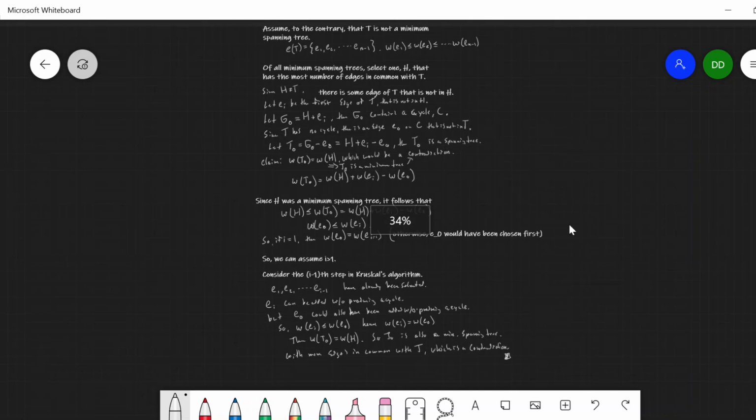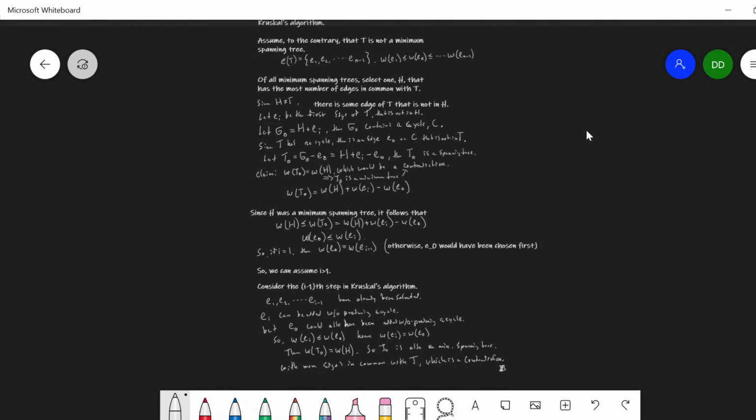So this is exactly why Kruskal's algorithm works, why this idea of just adding edges of minimum weight that don't produce a cycle will work. And it's exactly in this proof.